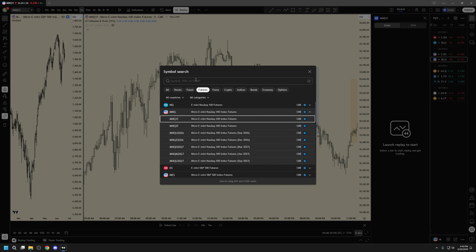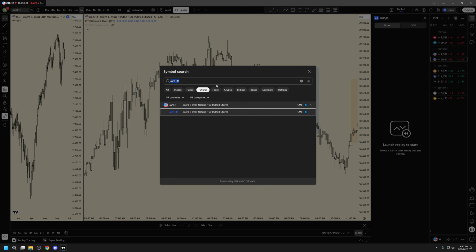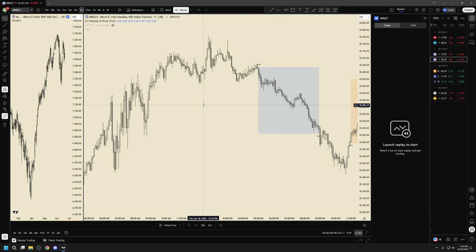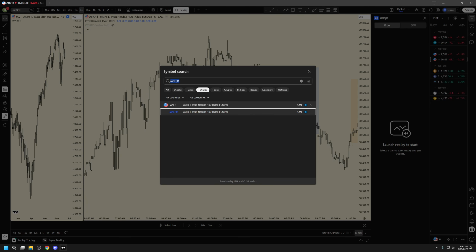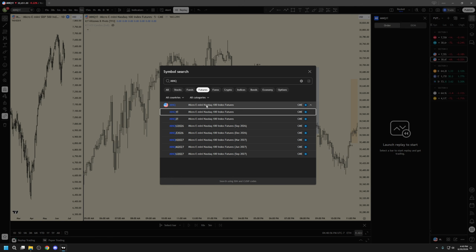So just search up micro E-mini NASDAQ. Hold on. So here's the ticker for MNQ. There's a lot that you can choose from. The reason why I use this 1 exclamation mark is because I believe 1 is the continuous contract.